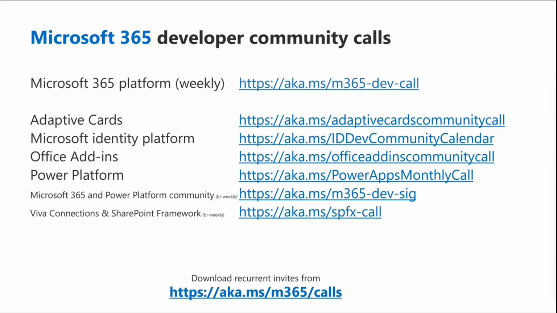We also have monthly community calls on Adaptive Cards, Microsoft Identity Platform, Office Add-ins, and Power Platform. And then we have our Thursday series, which is happening every Thursday, 7 a.m. Pacific time. It's either the Microsoft 365 and Power Platform community call or the Viva Connections and SharePoint Framework call. So quite a lot of calls. You don't have to join, obviously, in all of them.